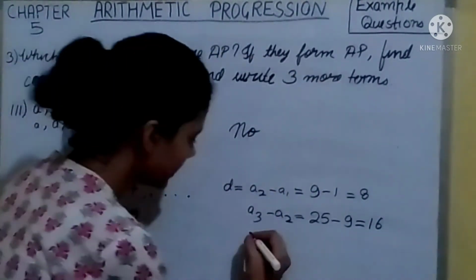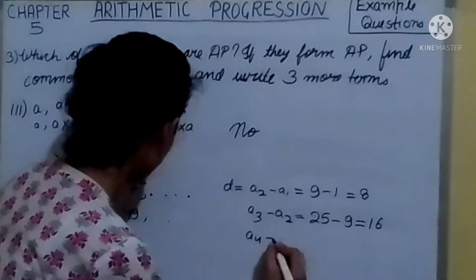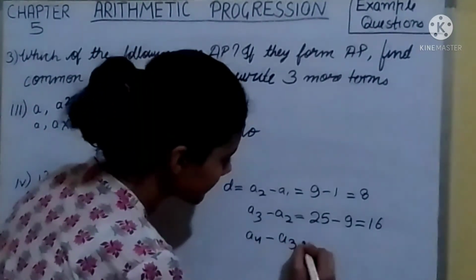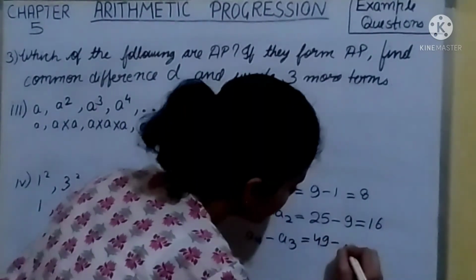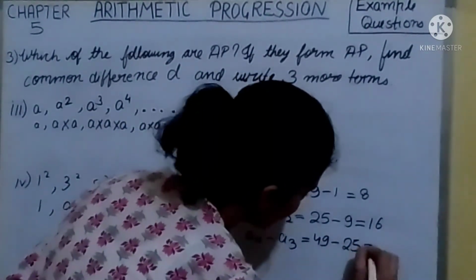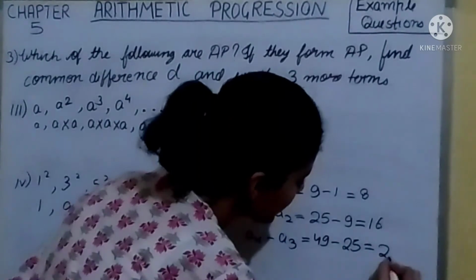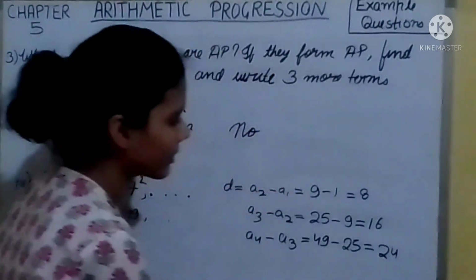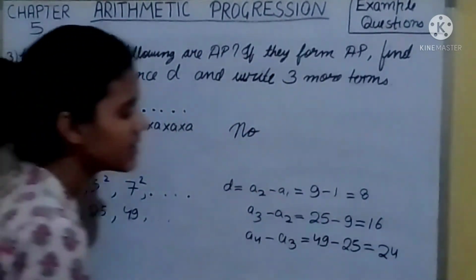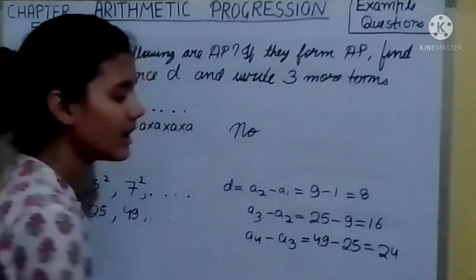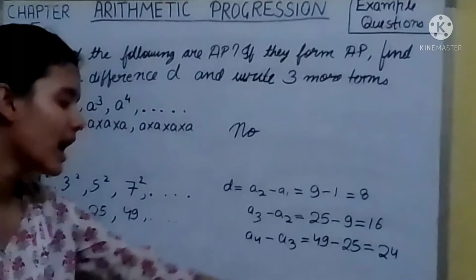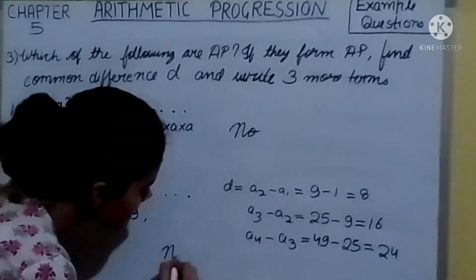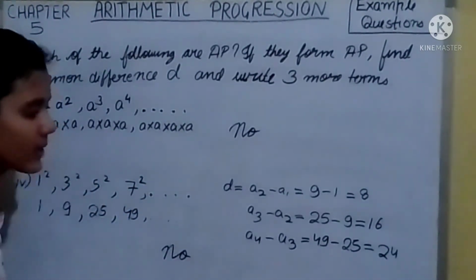Then a4 minus a3 is equals to 49 minus 25. So we will get 24. If we see over here, these are not equal. These differences are not equal. So no, this is not an arithmetic progression.